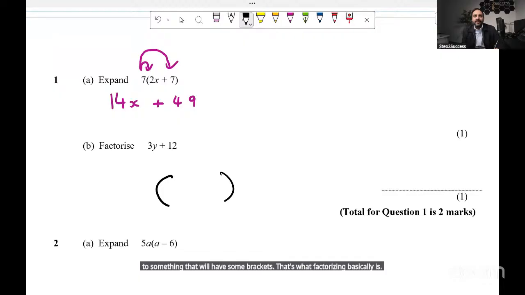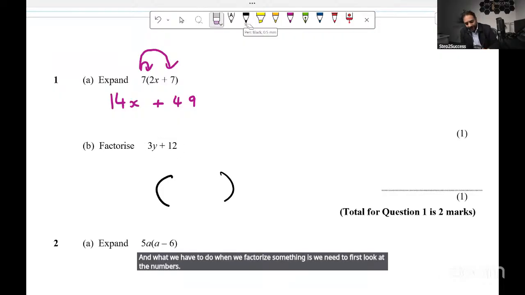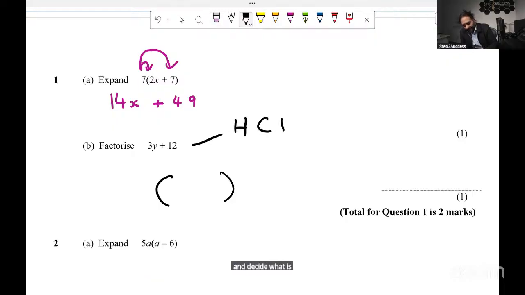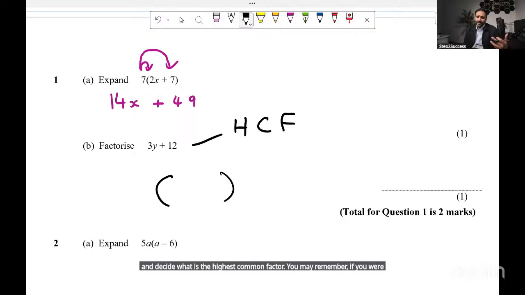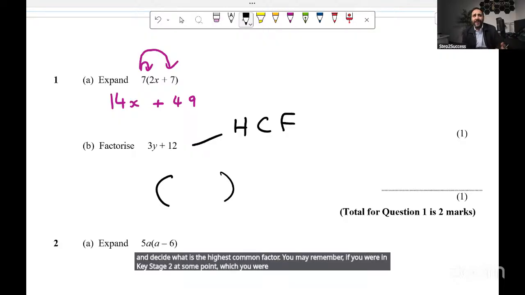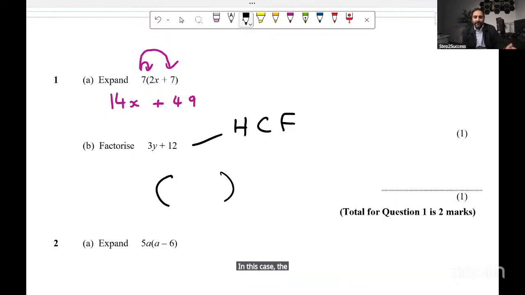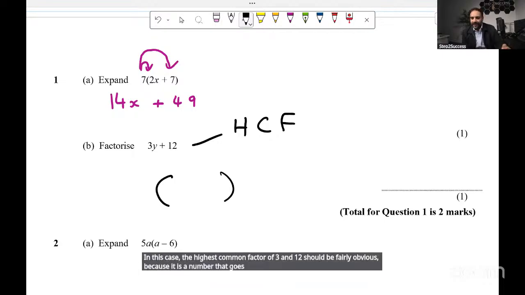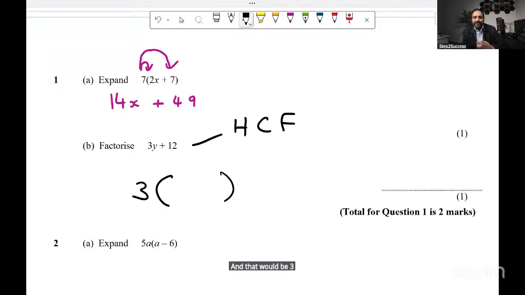And what we have to do when we factorize something is we need to first look at the numbers and decide what is the highest common factor. You may remember if you were in Key Stage 2 at some point, which you were, of doing something called highest common factor and these kind of things. It's about knowing your times tables really well. In this case, the highest common factor of 3 and 12 should be fairly obvious because it is a number that goes into both 3 and 12 that's as big as possible, and that would be 3. So we put that number outside the brackets.